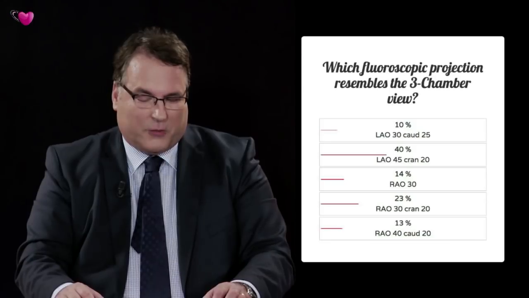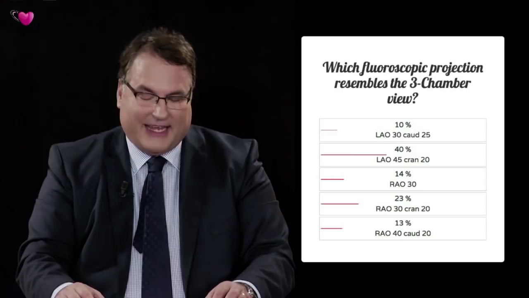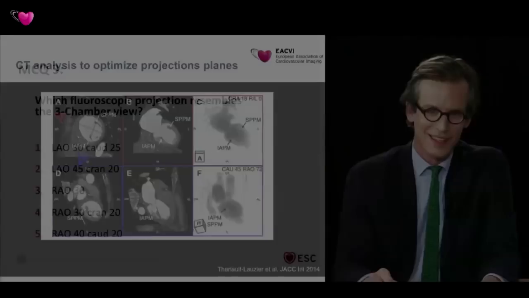And the other view that you will further elucidate, which is the LAO 45 cranial 30, actually got the most votes. 40% believed that the LAO 45 cranial 30 is a 3-chamber view, and you will shortly show what it really is. And then we have 23% in RAO 30 cranial 20, and interestingly only 13%, which is the least number of all votes, in RAO 40 caudal. And now, after this interesting poll, I think it is good to watch this webinar and see the results by you, Felix.